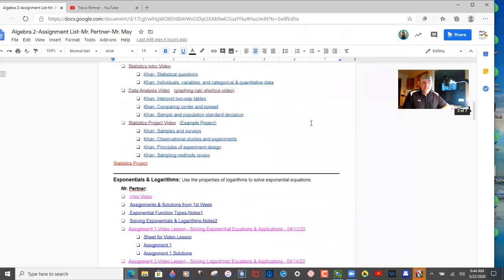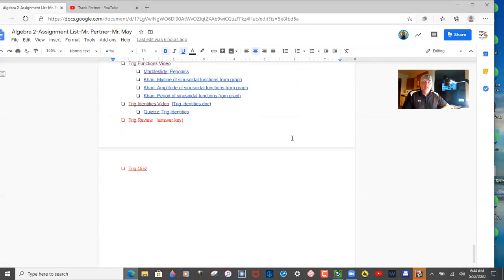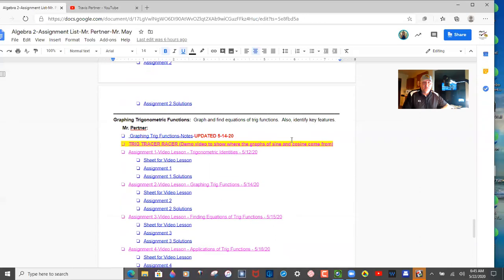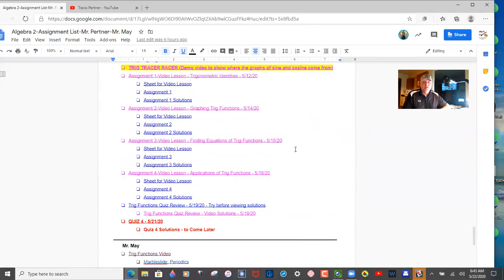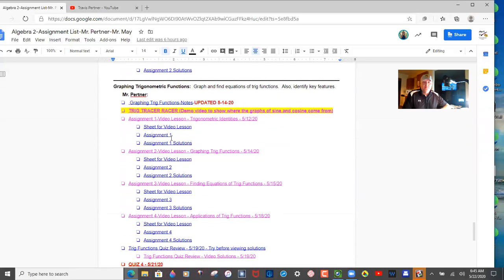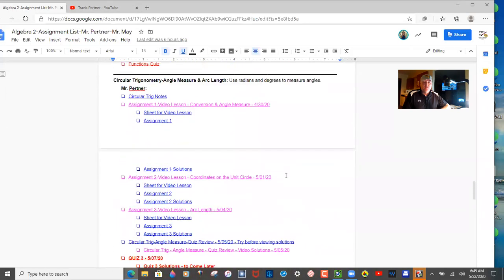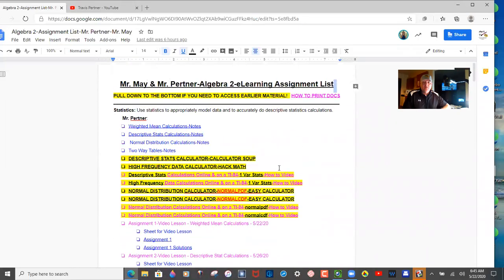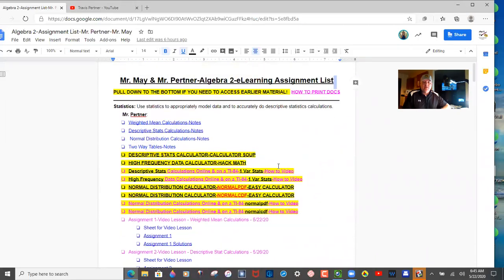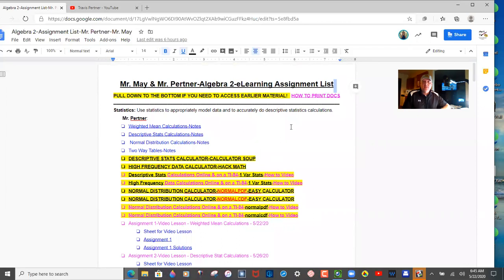And don't forget, if you need to access stuff from before, you got to pull down towards the bottom. So here's our previous one on graphing trig functions, so on and so forth. Finding equations is towards the bottom, or anything else, then you just have to pull up because it goes in reverse chronological order as you pull down.